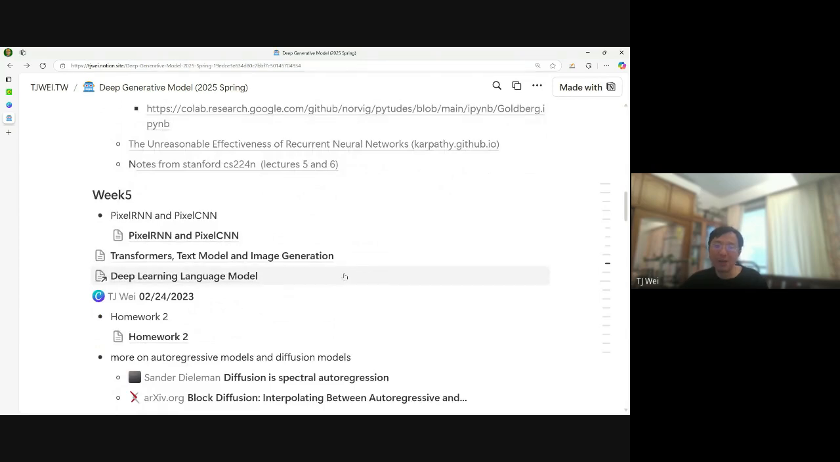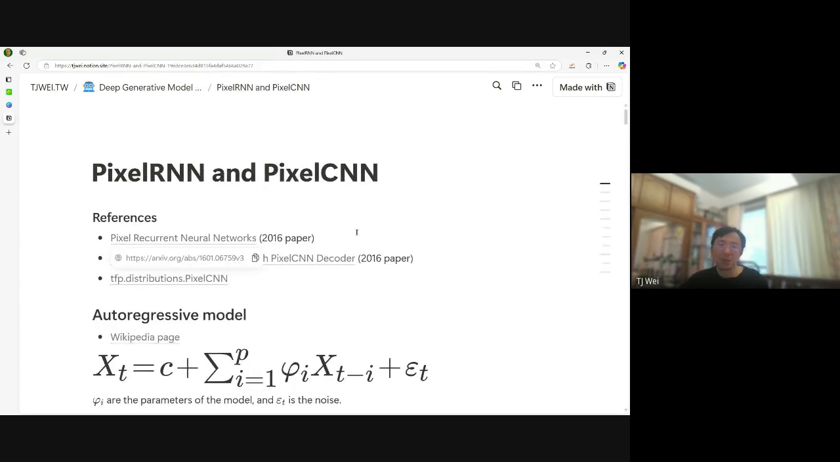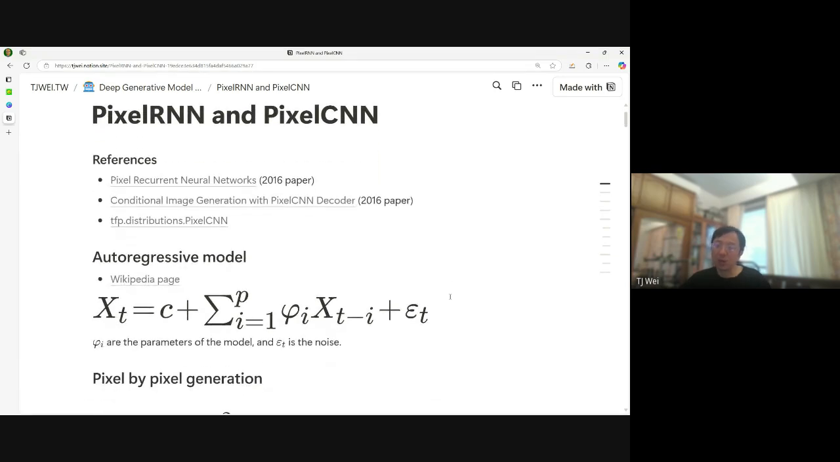Okay, but before that, let's review how to apply the autoregressive model to generate images. We'll talk about the transformer later, but let's focus first on LSTM, and later on we'll talk about how to use the CNN in a similar way.